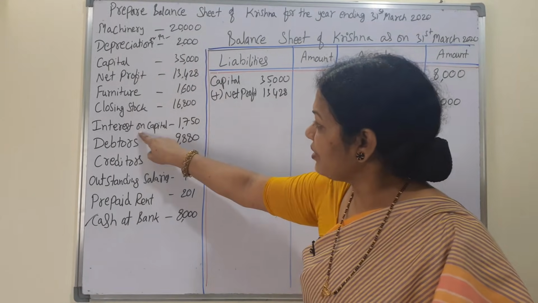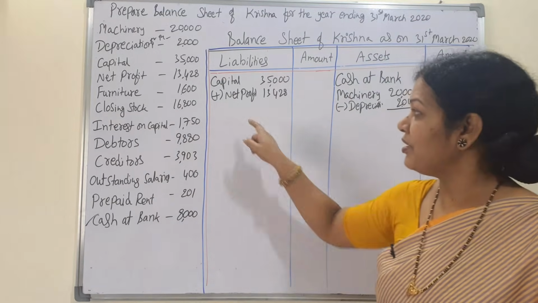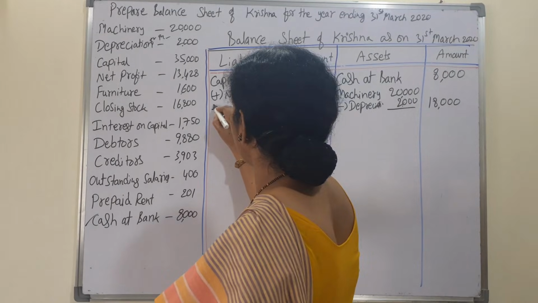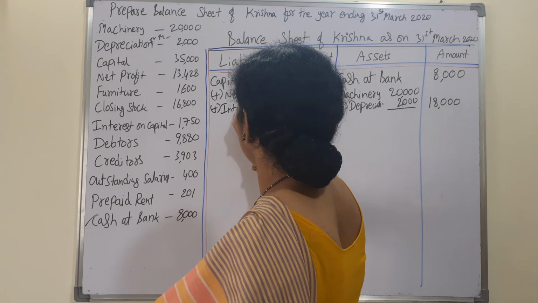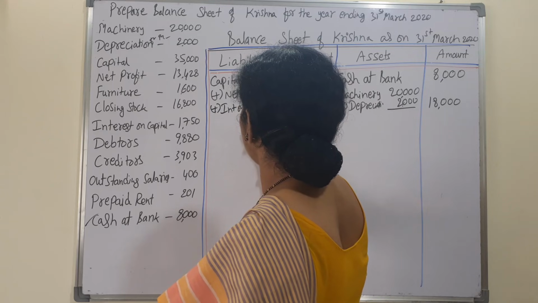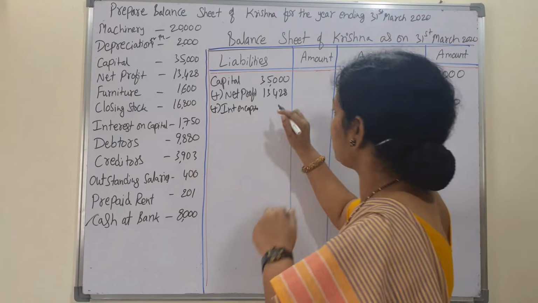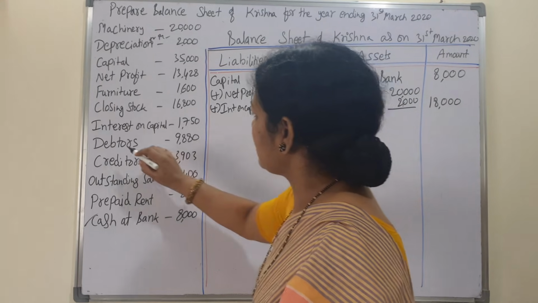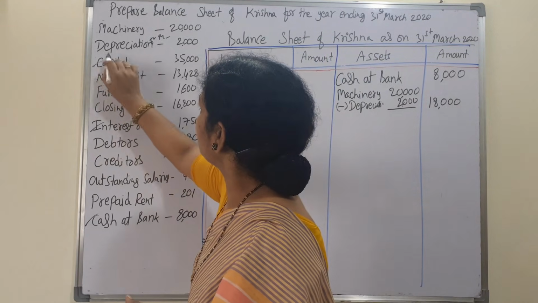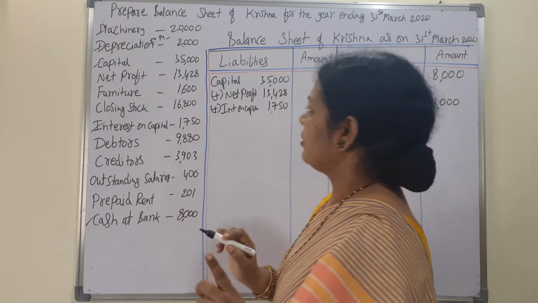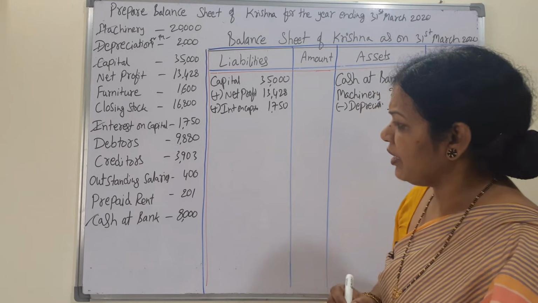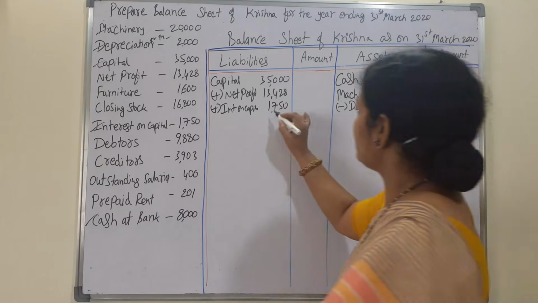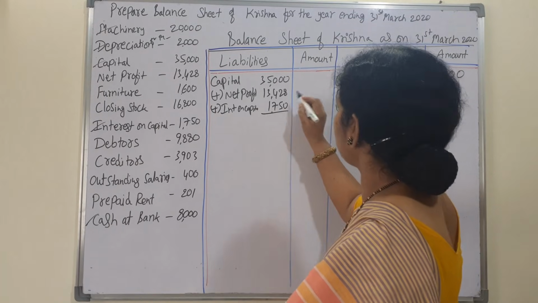See, interest on capital is also to be adjusted here. Interest on capital generally we add. So add interest on capital. How much is it? 1,750. So interest on capital is over, depreciation, machinery, all these items are over. Anything else, drawings or interest on drawings, that's not there. So enough, we'll close this. We'll add these two items to the capital.